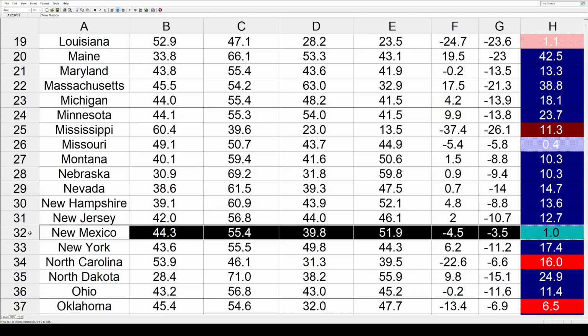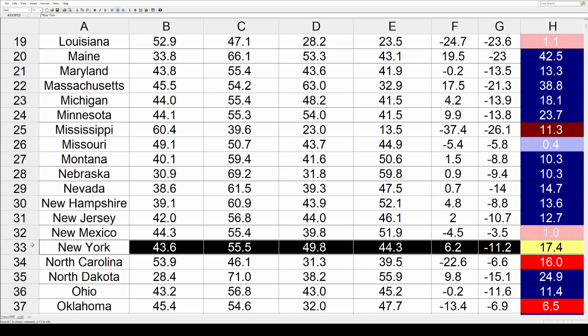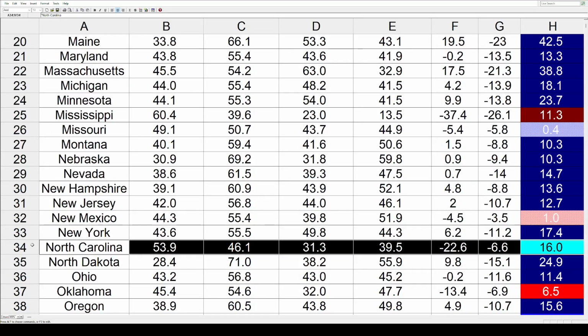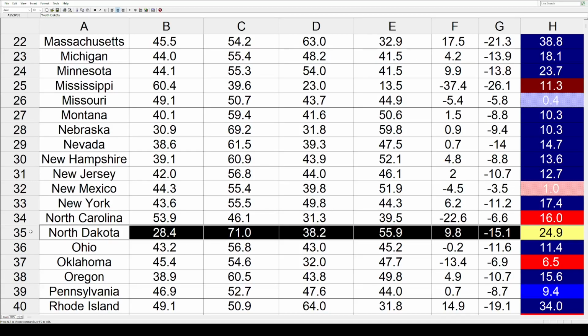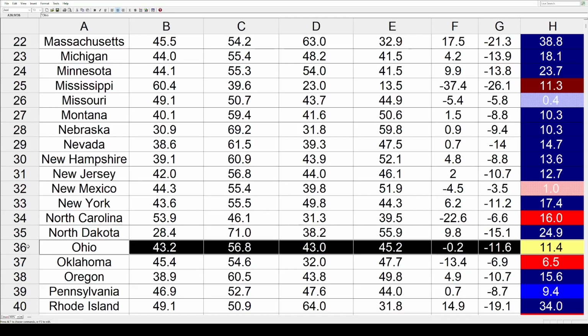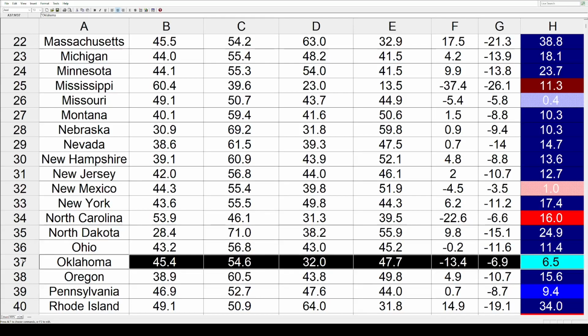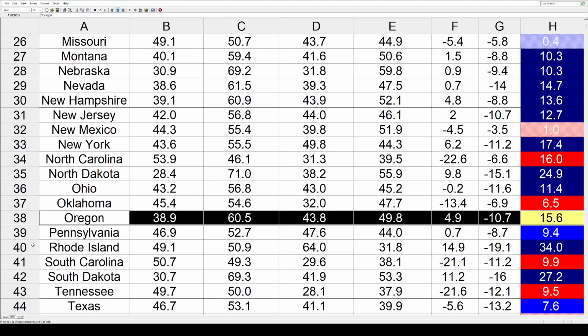New Mexico decided to get a little bit redder by an even 1%. New York, a healthy blue shift of 17.4. North Carolina, that shifted red by 16%. North Dakota, that had a big lurch toward the left by 24.9. Ohio, 11.4 toward the Democrats. Oklahoma got 6.5 redder. Oregon, 15.6 bluer.